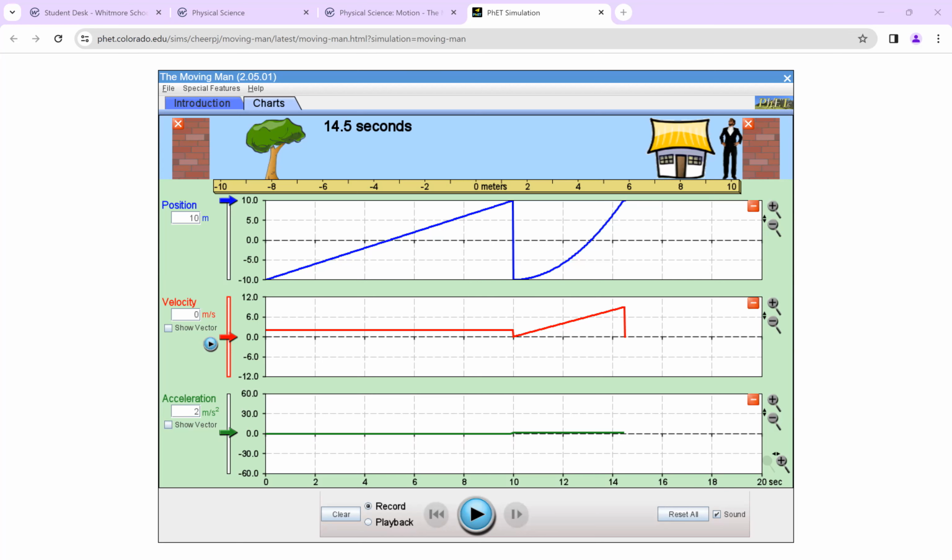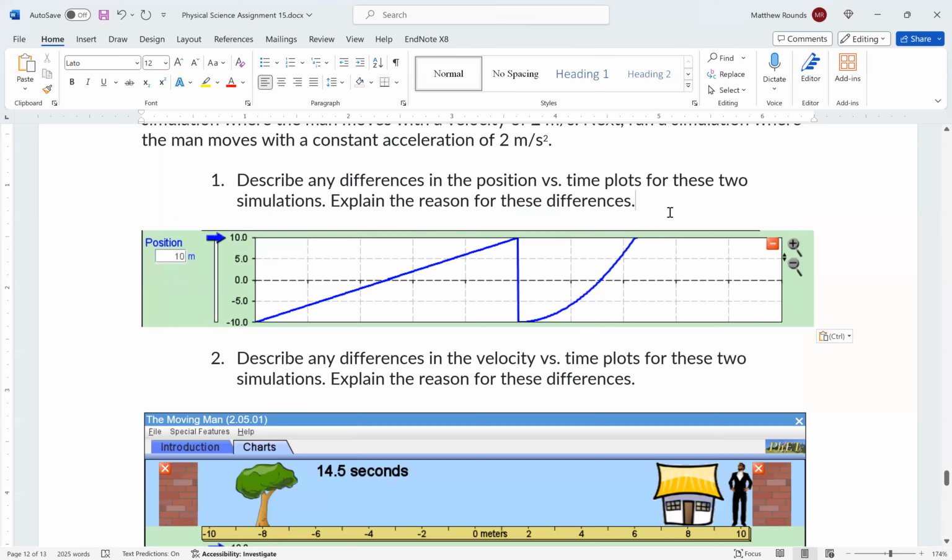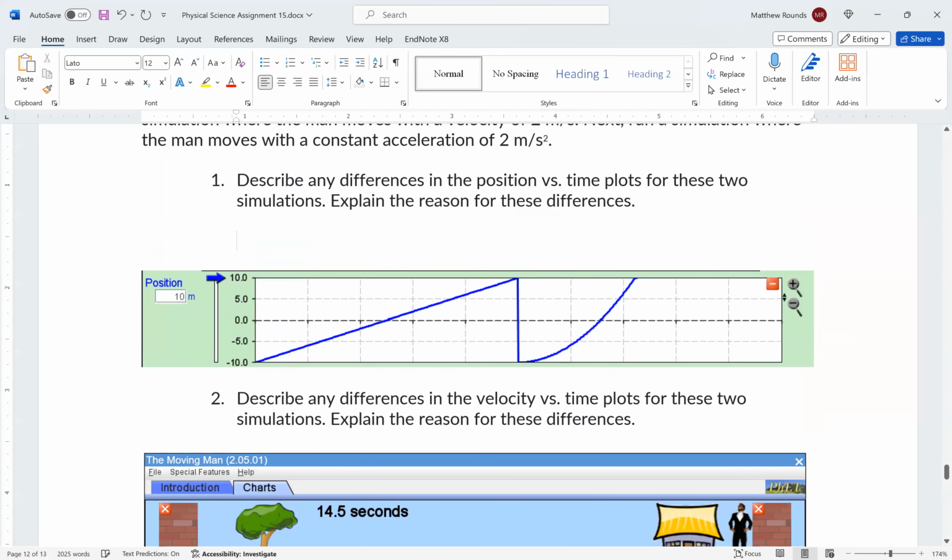All right, I'm going to grab another snip of position versus time for us to look at. Okay, we go back to the other screen. Okay, we'll try this. You can tell me if you need us to do it again. All right, it says describe any differences in the position versus time plot for these two curves.